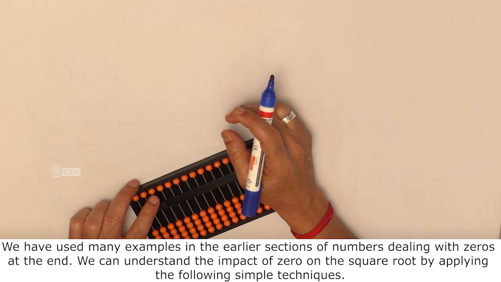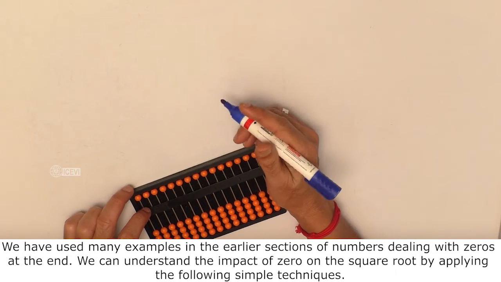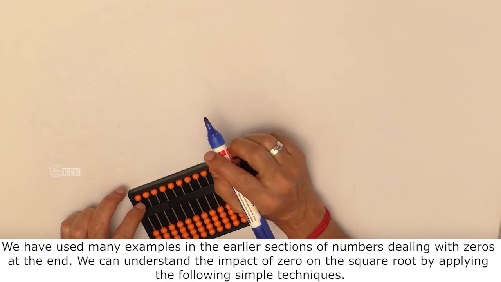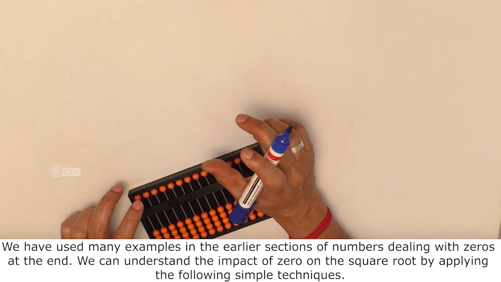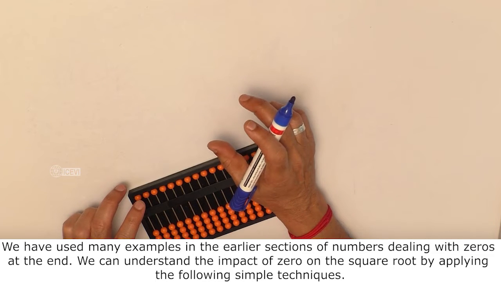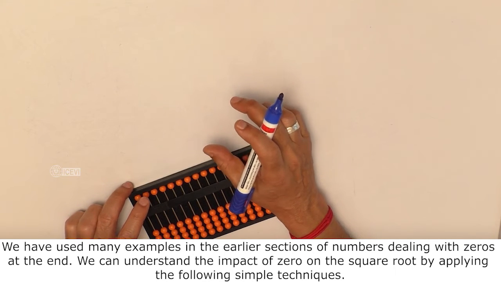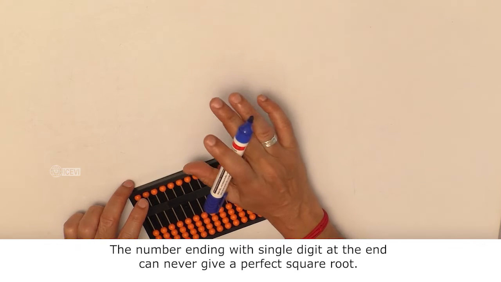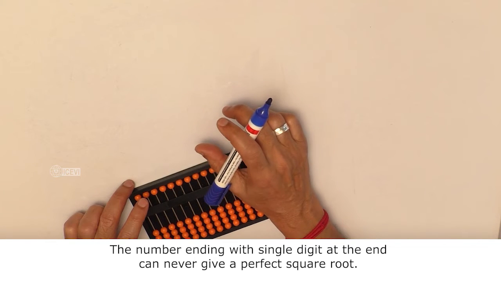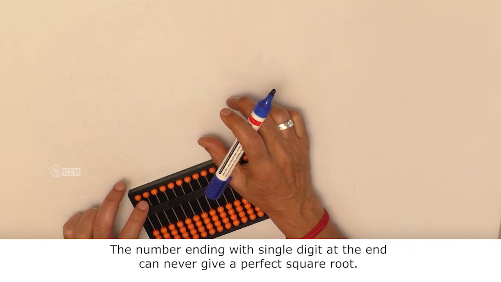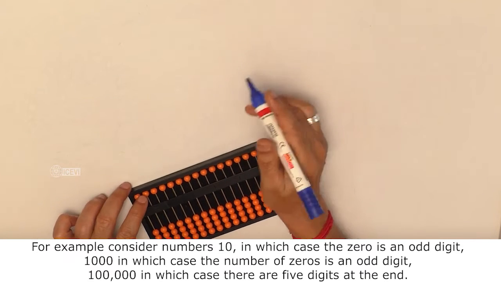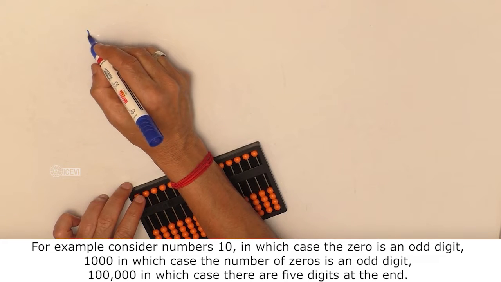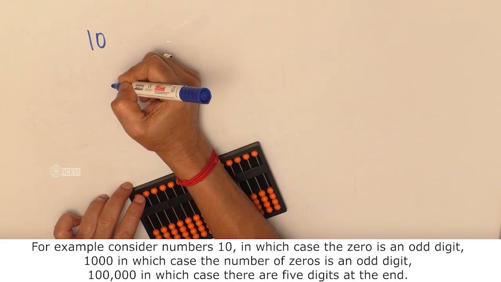We have used many examples in the earlier sections of numbers dealing with zeros at the end. We can understand the impact of zero on the square root by applying the following simple techniques. A number ending with an odd number of zeros can never give a perfect square. For example, consider the number 10, in which case the number of zeros is odd.